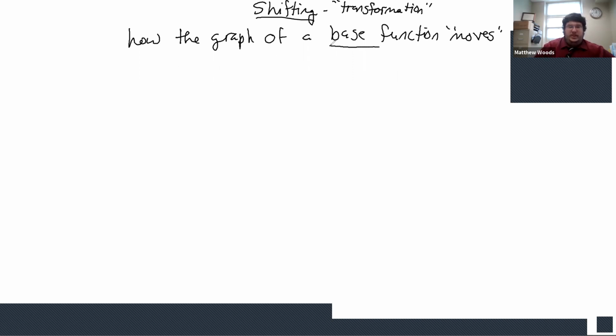So let's first talk about what a base function is. A base function is anything that just has an x and one operation in it. So x squared, absolute value of x, square root x, sine x. All these are base functions because it's just one operation applied directly to the x.